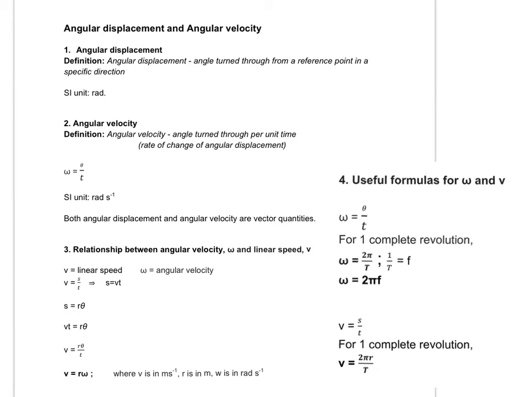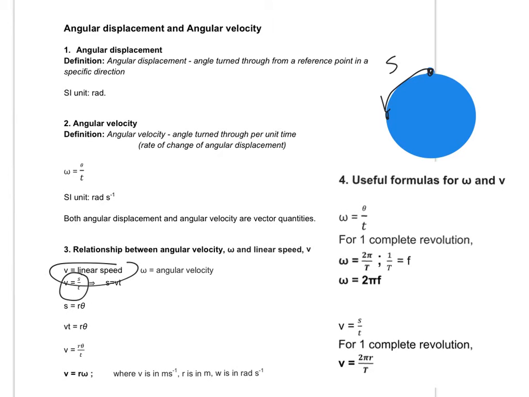Now we can also talk about angular velocity. So what is angular velocity? Remember, let's say an object starts moving from here, using a different color, and moves from here to here. We can talk about the speed, how fast the object travels, by using the distance traveled divided by time. But that would be linear speed, so v equals s divided by t.